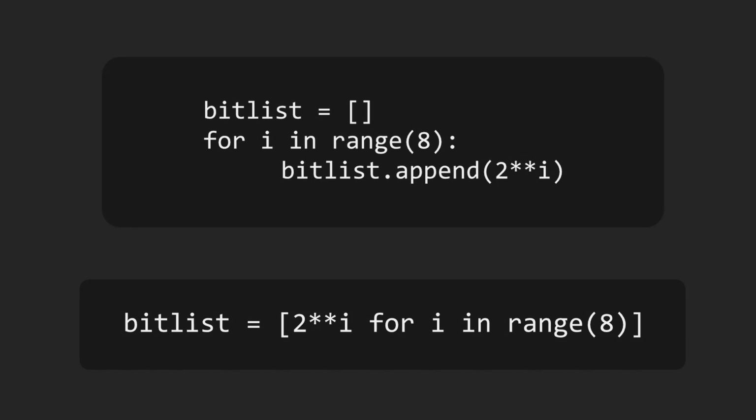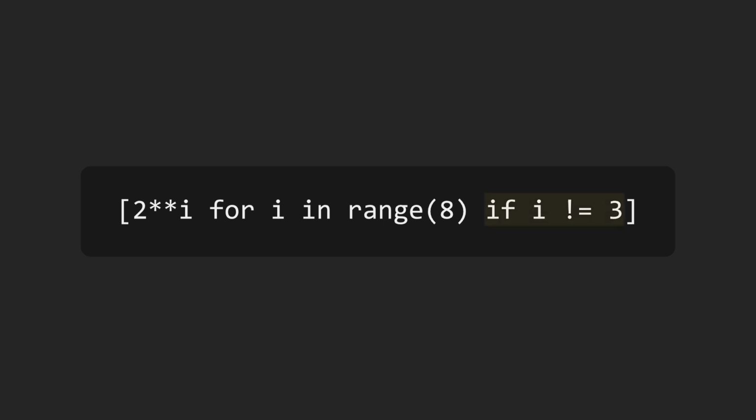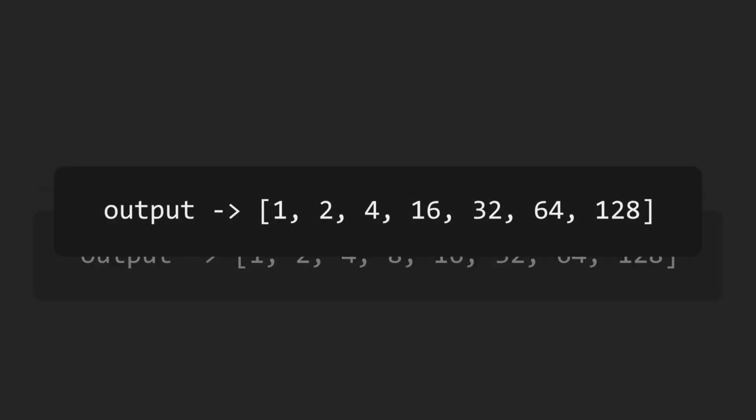But what if you want to implement an if statement? This is possible by writing one as the last argument, as you can see here. Let's say we want to skip index 3. Now we are missing the number 8 compared to the previous list.